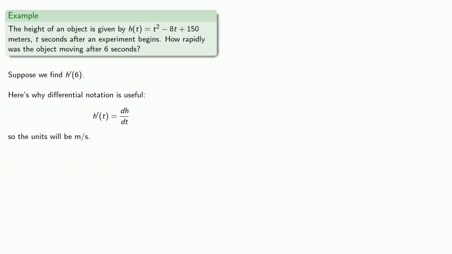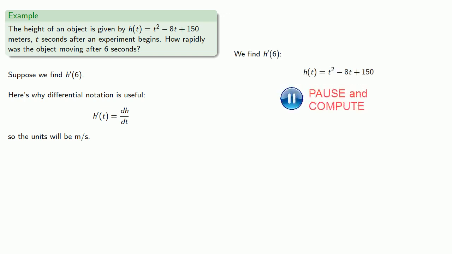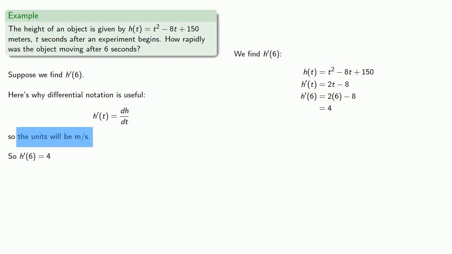And so let's say we go to the trouble and find h prime of 6. We find it's equal to, numerically, 4, and we know the units are meters per second. And so h prime of 6 is 4 meters per second.